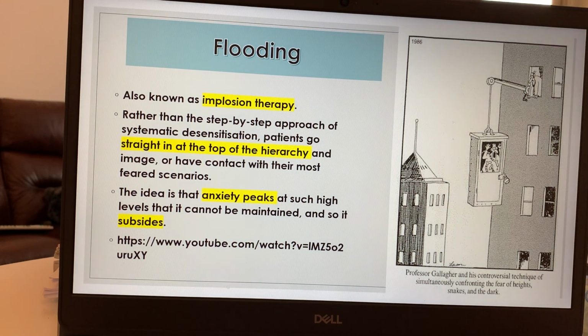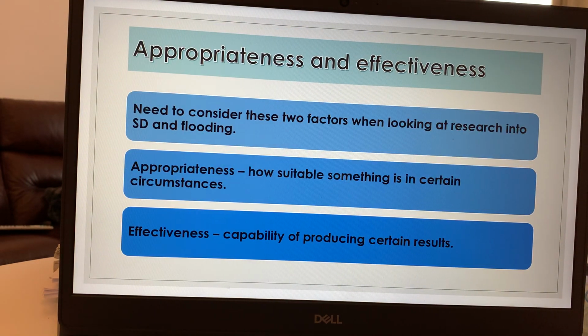Controversial technique, confronting the fear of heights, snakes and spiders. Just shove them in a box and they'll be fine. So, appropriateness and effectiveness. There are two therapies: systematic desensitization, slowly, gradually working up a hierarchy, and flooding, where you're just being flooded with that phobia to the extreme, so that anxiety peaks and then declines.